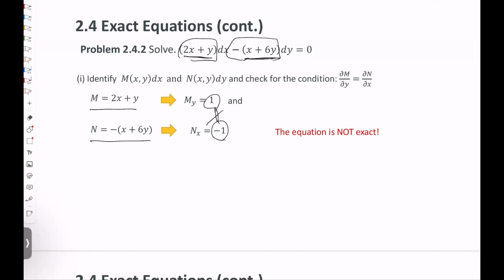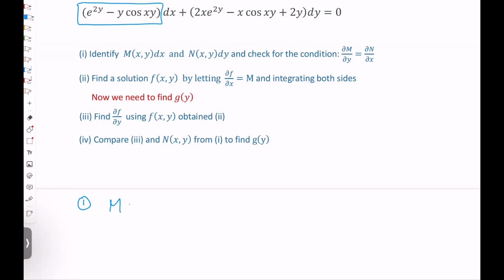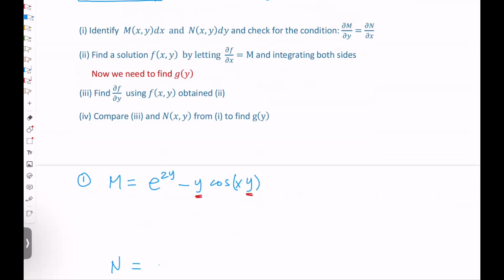By looking at it, this is not separable because y and x are mixed, and this is not linear, since y is everywhere. So in this case, we need to solve this using substitution, which is the next section. Number 1, M equals e to the 2y minus y cosine xy. Now we have N equals 2x e to the 2y minus x cosine xy plus 2y.